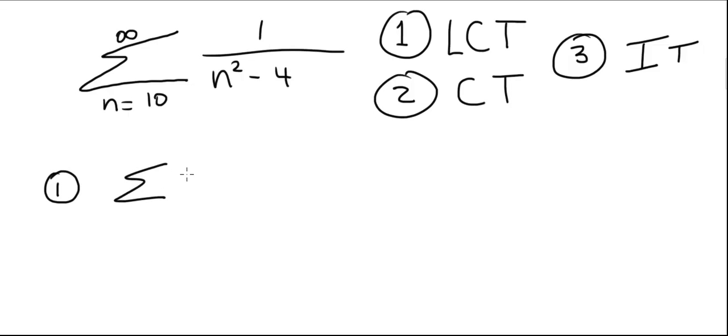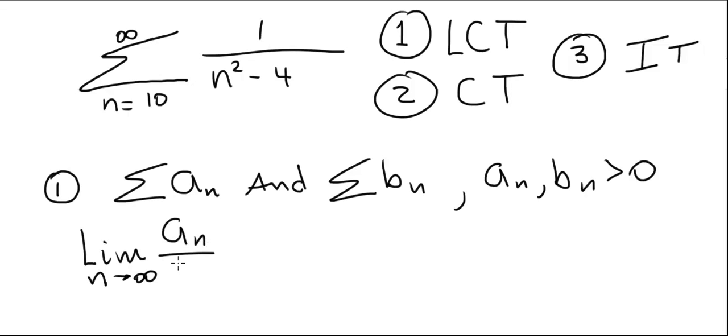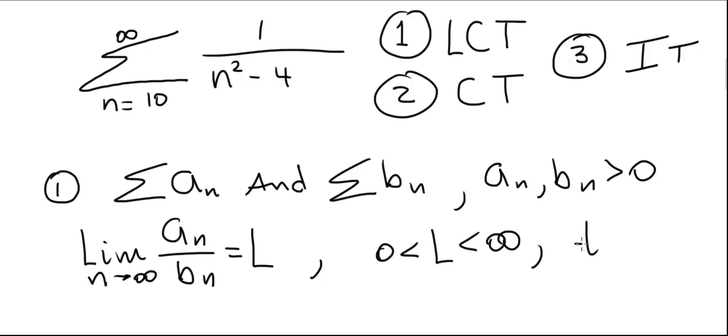We take the 2 series that we're comparing. One we'll call the summation of A sub n, and the second one we'll call the summation of B sub n, with the restriction that A sub n and B sub n are positive for all n. Then we look at the limit as n approaches infinity of A sub n divided by B sub n, and say we computed that limit, and that limit is L. So if L is positive and finite, then the following must be true.